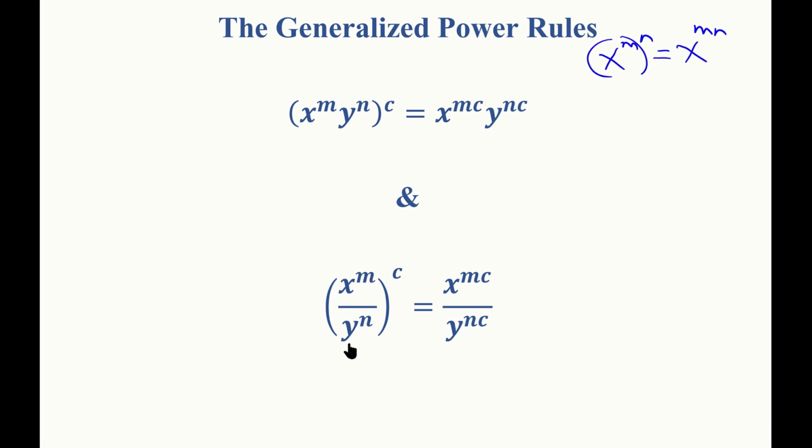And then here, what happens if you have a power of a quotient of two powers? Same business. Take care of the power rule on the top, so we get x to the mc over y to the nc. And that's how you handle those more complex situations. Let's take a look at a couple of examples.